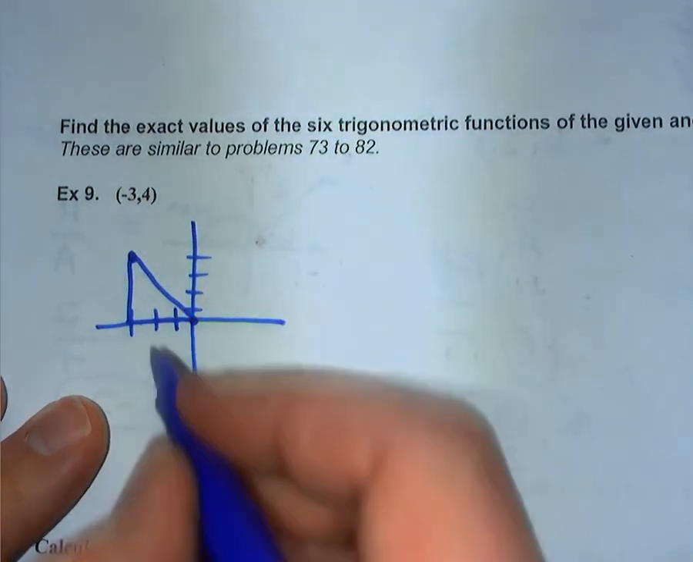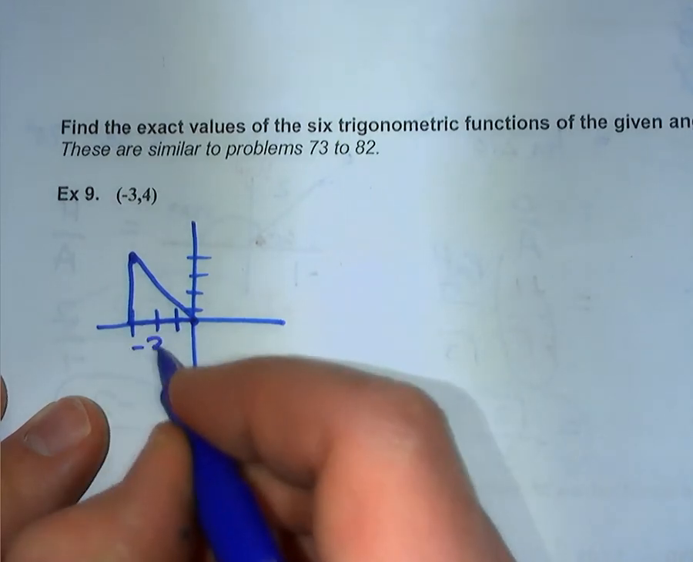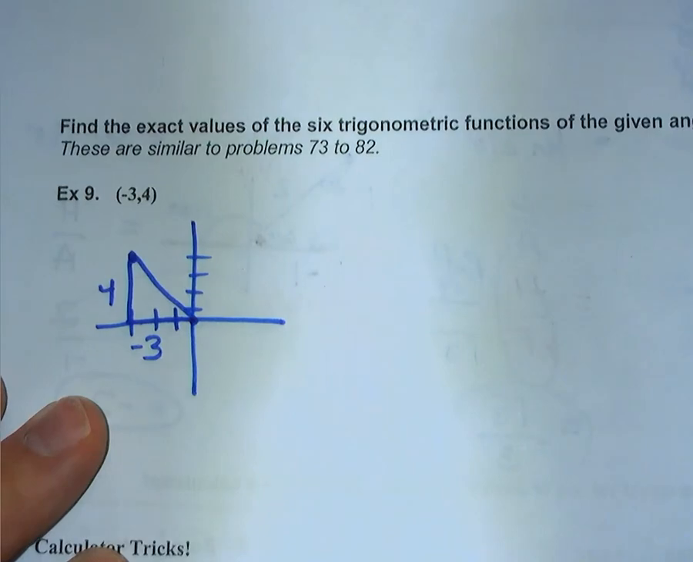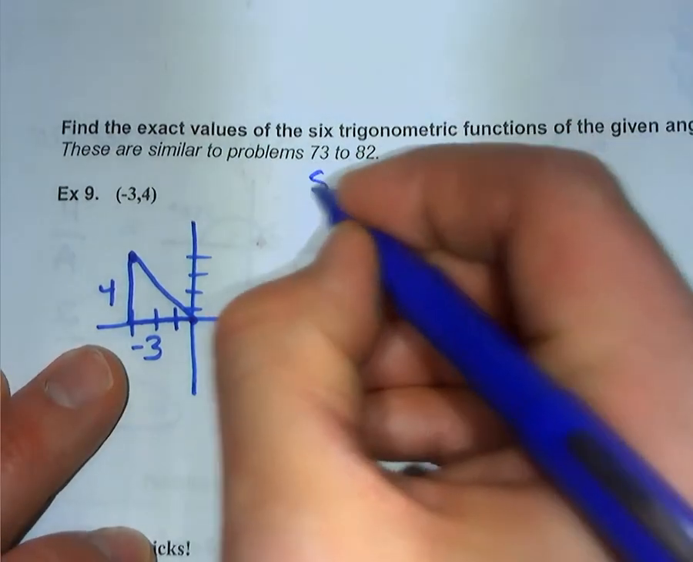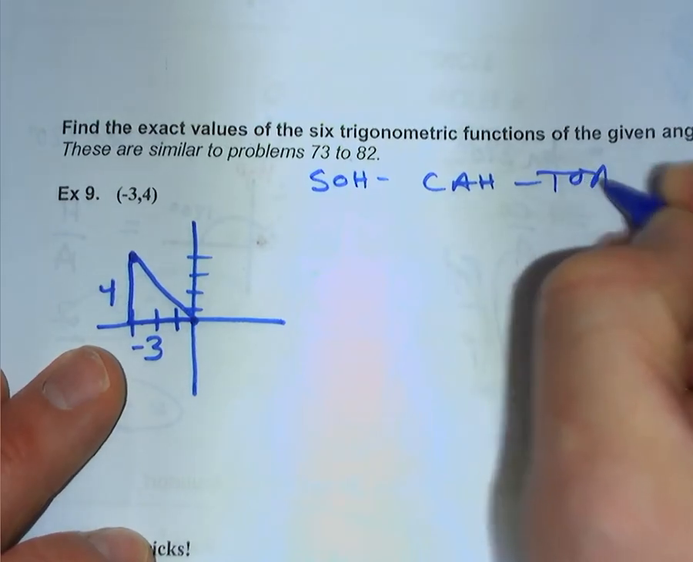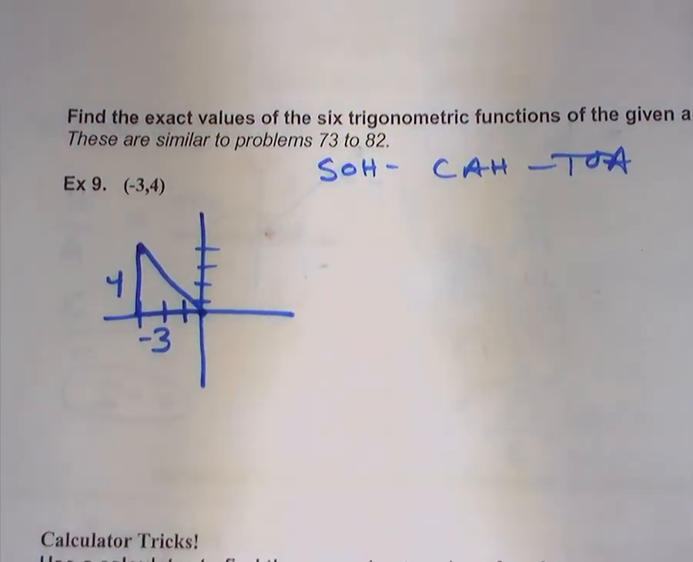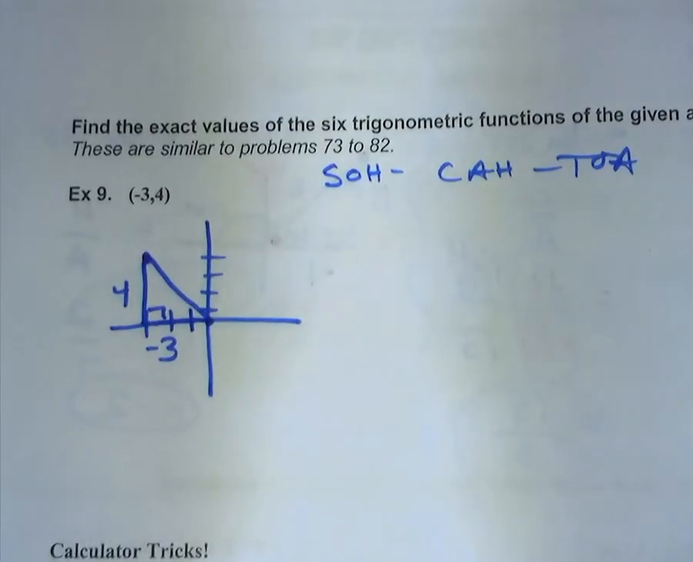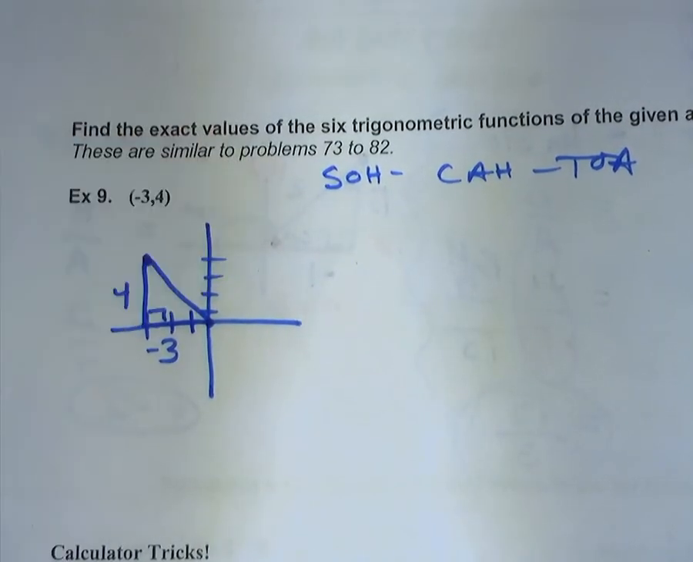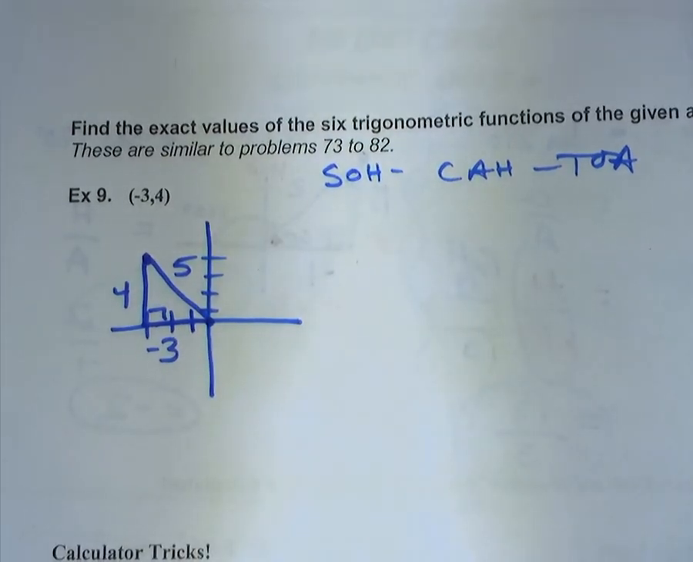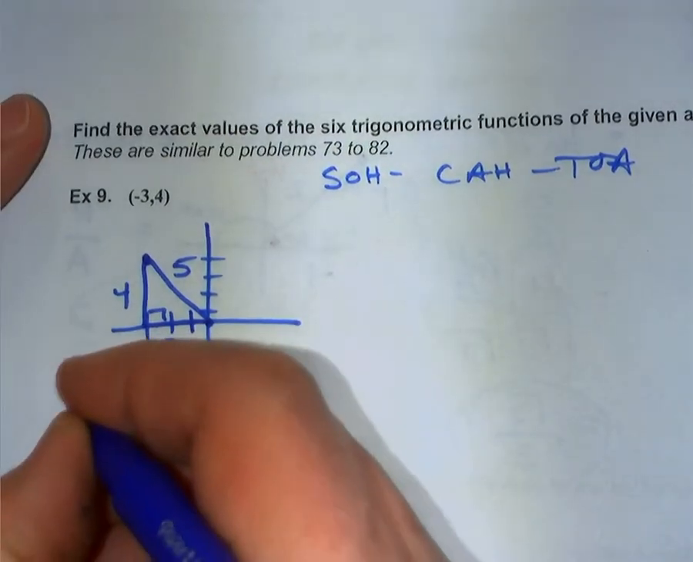So we went over 3 to the left, that's negative. We went up 4, and we're going to have to find our SOHCAHTOA, so that means we need our hypotenuse here, because that's our 90. So hypotenuse, what's this guy? It's a 3, 4, 5 Pythagorean triple. If you don't know your triples, that's okay. Just use Pythags.